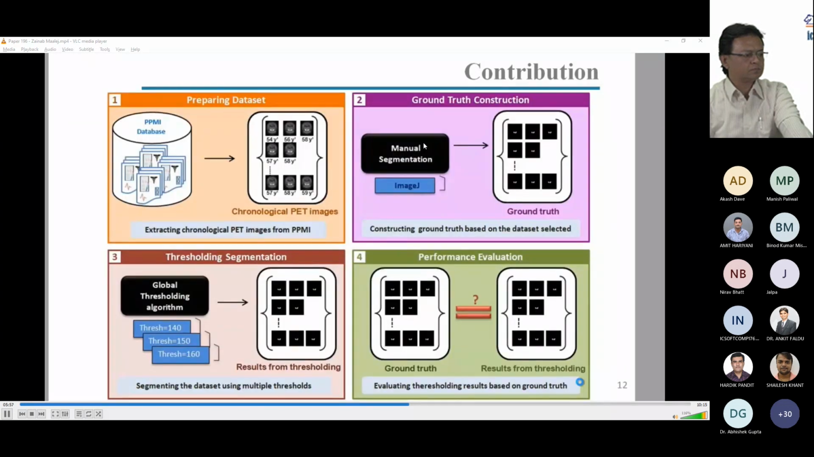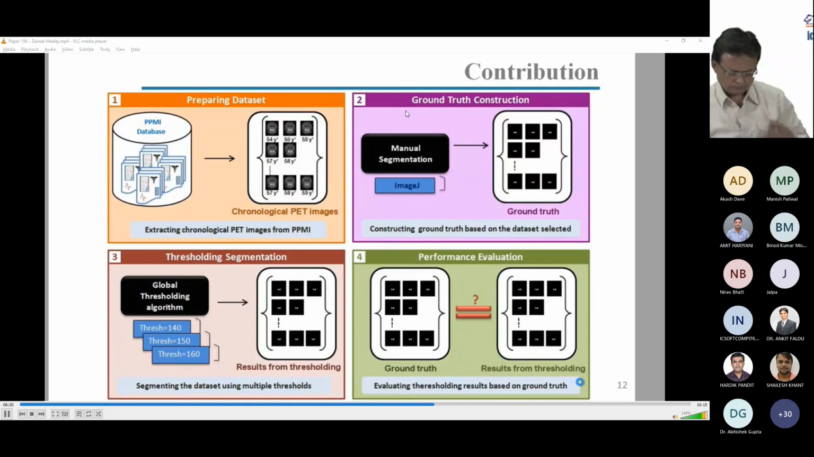On the whole, our proposal is composed of 4 fundamental components. First, we focused on the PPMI database to extract PET images. As we aim to study the progression of Parkinson's disease patients, we were based on only patients who have more than one PET image. Hence, a total of 110 chronological PET images were selected.